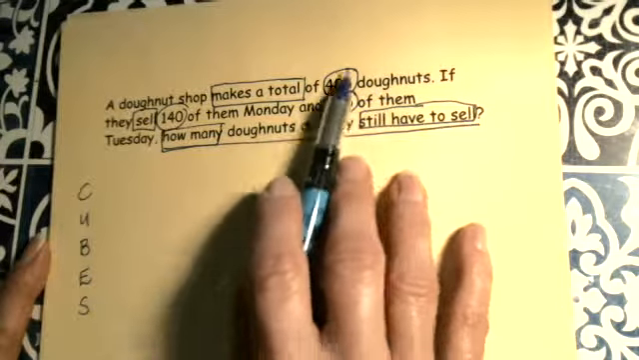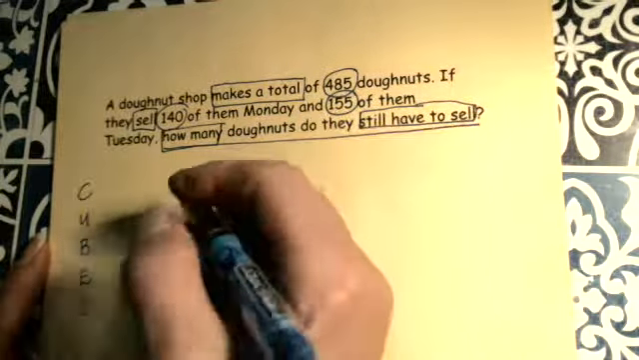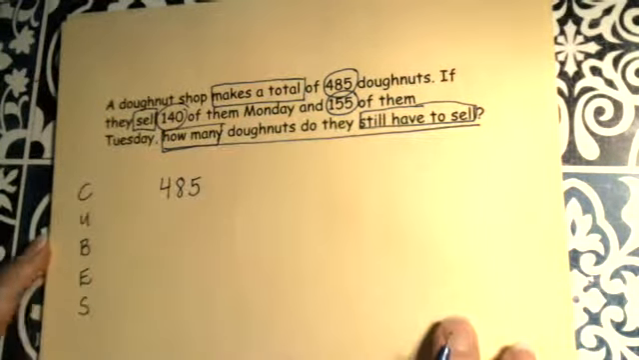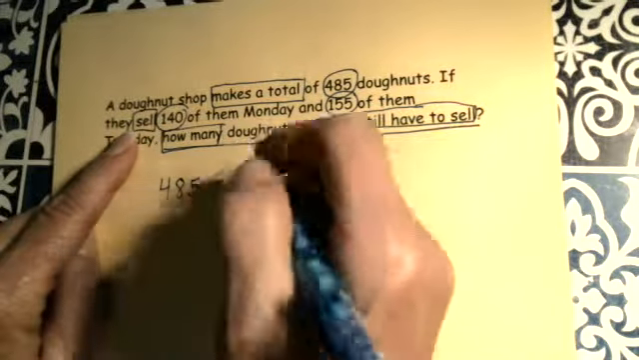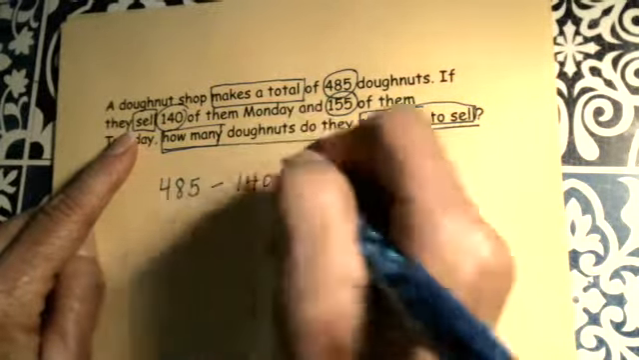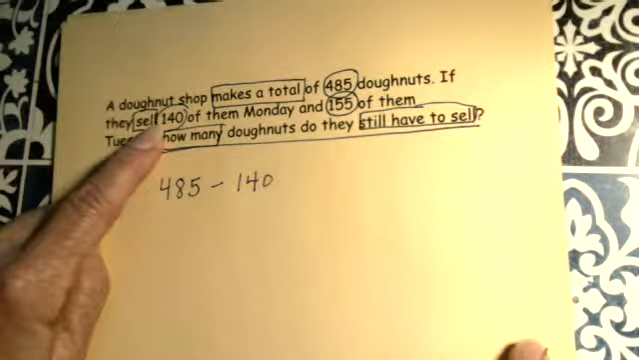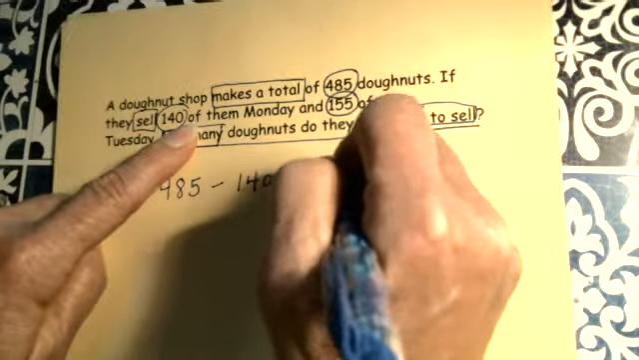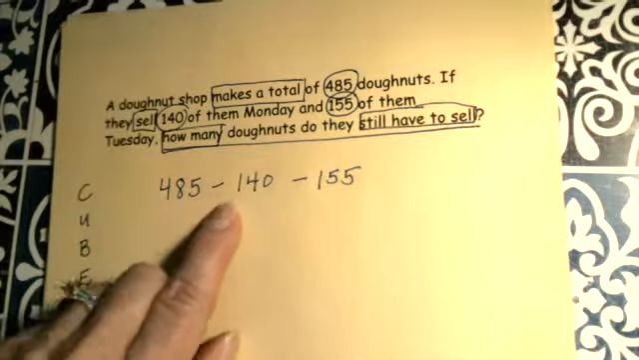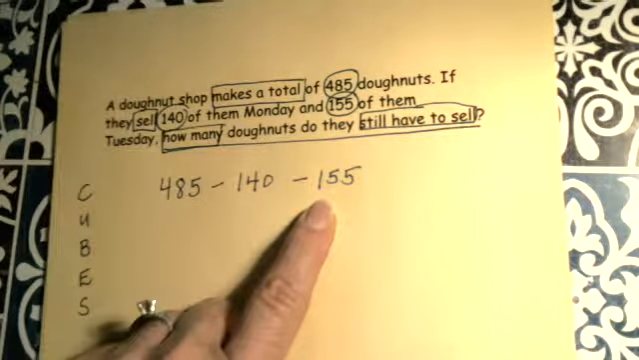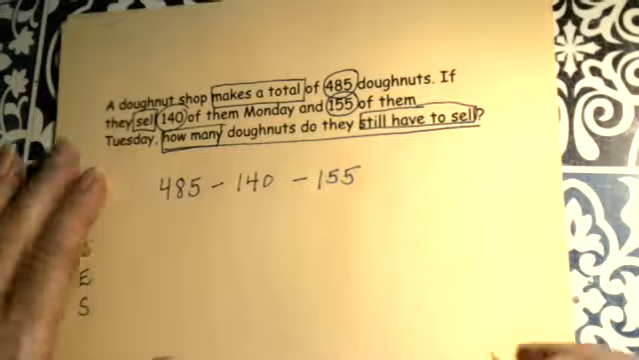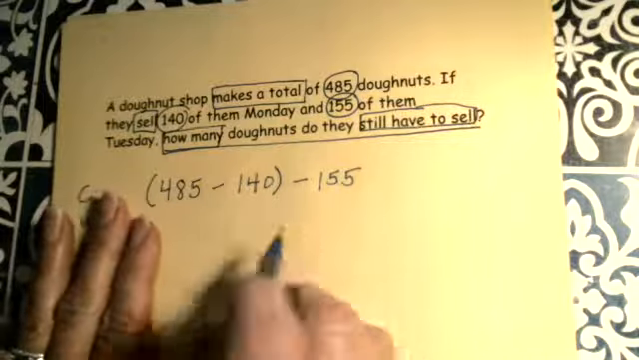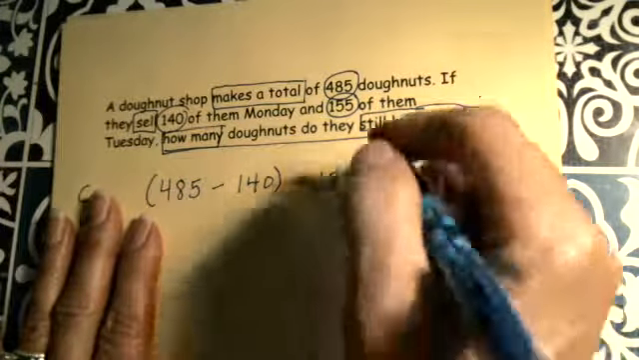So they have altogether 485. That's what they're starting with. And then they sell, so that means they take away 140. So we'll have to take away 140. And then after we take that away, we have to take away another 155. So we're subtracting first 140, and then we're subtracting 155. Now I'm just going to put parentheses around this to separate those two things and to show that I'm going to do this one first.